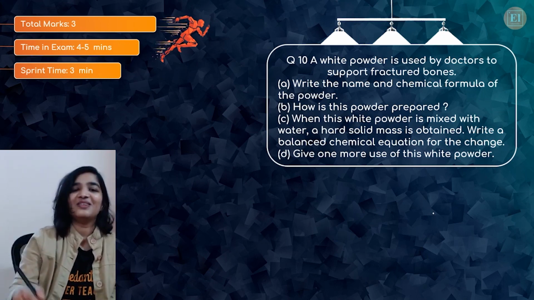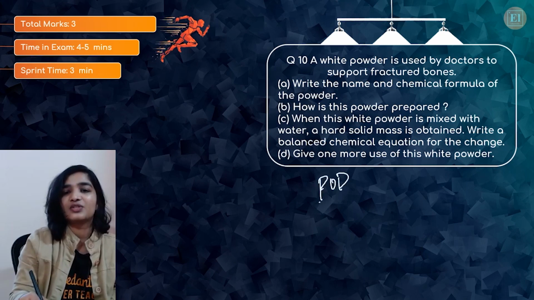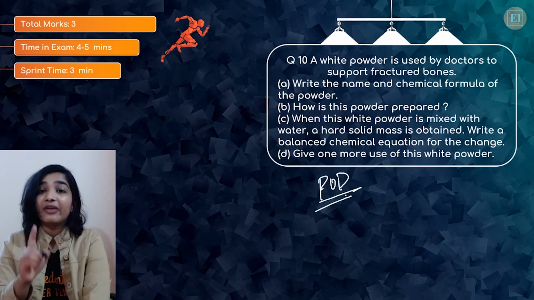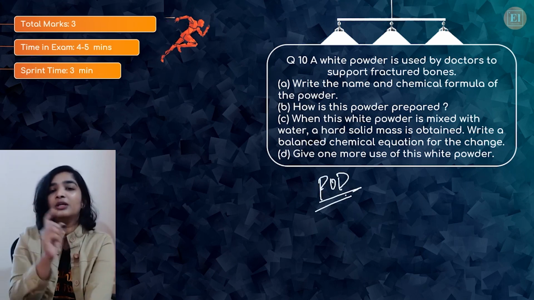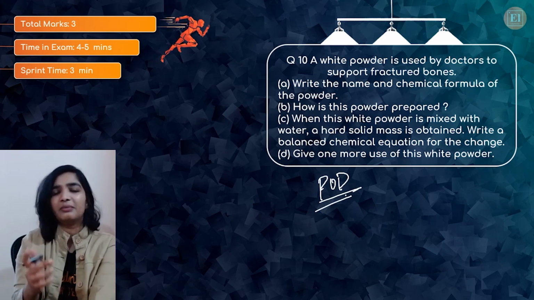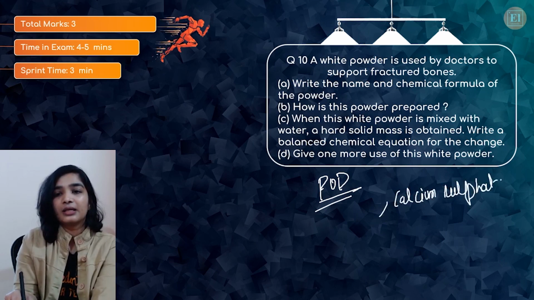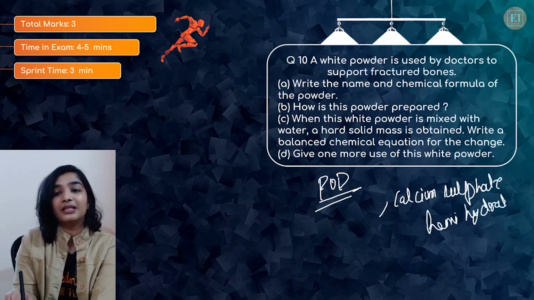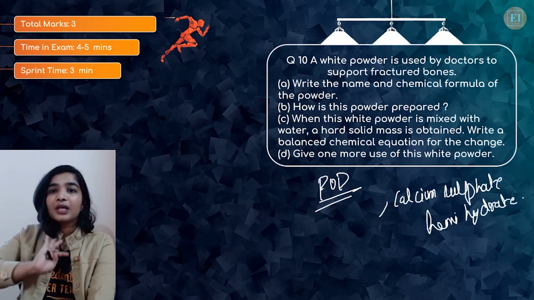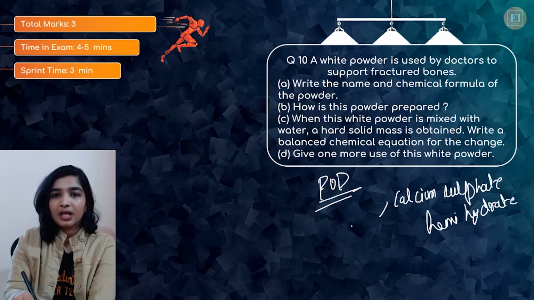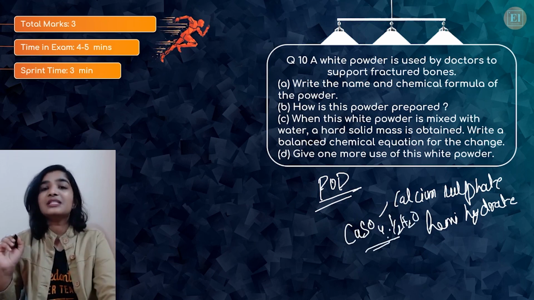The white powder, everyone knows, is POP, plaster of Paris. Write the name and chemical formula. You can write plaster of Paris, but do mention calcium sulfate hemihydrate. This is the chemical name, and CaSO4 dot half H2O is its formula. Done. How is this powder prepared?